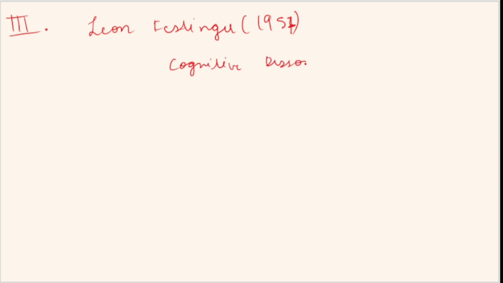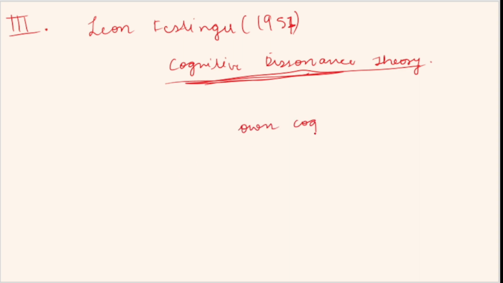Okay? So this theory, the next model that we are going to do, was given by Leon Festinger in the year 1957, and this is also known as the cognitive dissonance theory. Okay? Cognitive dissonance theory. What is cognitive dissonance theory? That we would have some dissonance with our cognition. For example, our own cognition. Okay? Here we are not talking about other people, what other people think. No, we are talking about us, only and only us.